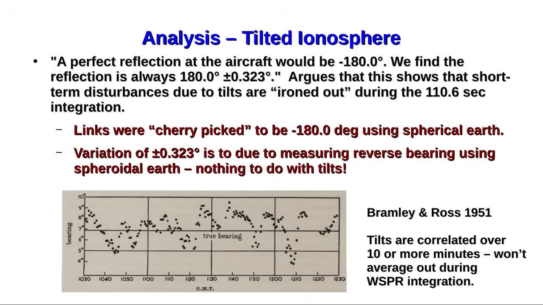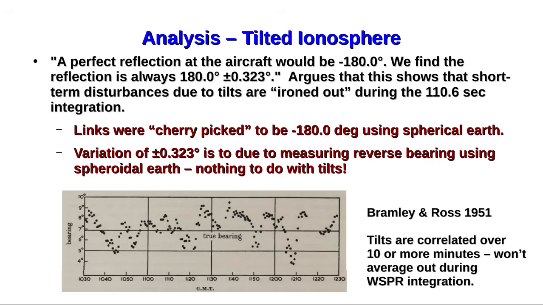In various places, Godfrey has asserted that a perfect reflection would be minus 180 degrees, the outgoing path being the reverse of the incoming path, and that he finds an average value of minus 180 with a scatter of 0.323 degrees, indicating that short-term disturbances of the ionosphere are ironed out during the integration period. This statement is total balderdash.